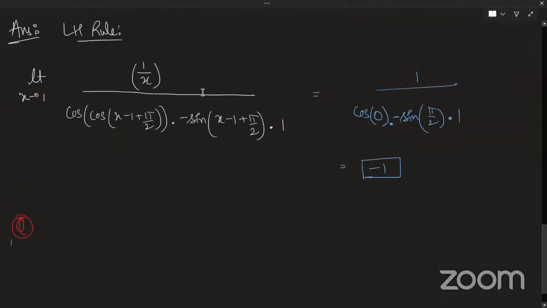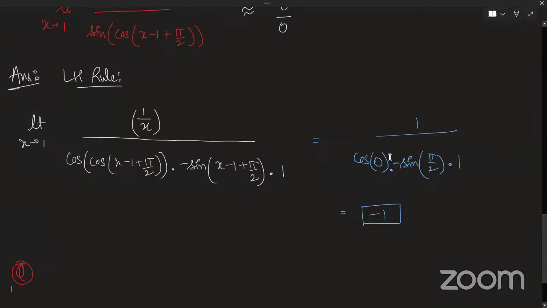Yes, Vignesh. The cos 0 value is 1, sir. Yes. Cos 0 is 1. Yes. 1 minus 1 into 1. No, it is 1 multiplied by minus 1. 1 multiplied by minus sign. Right. Okay, sir. Okay.